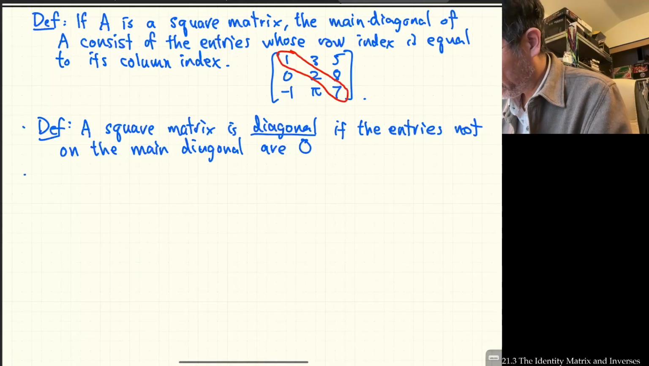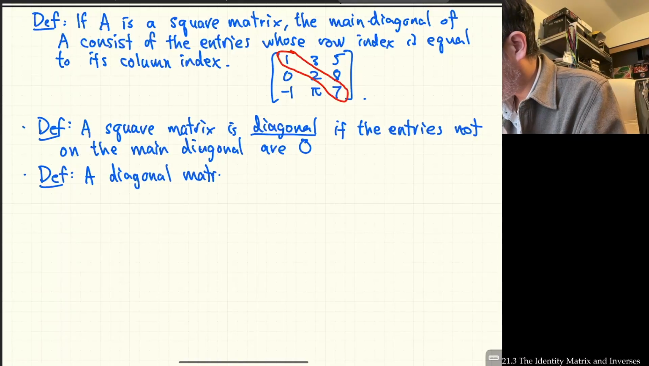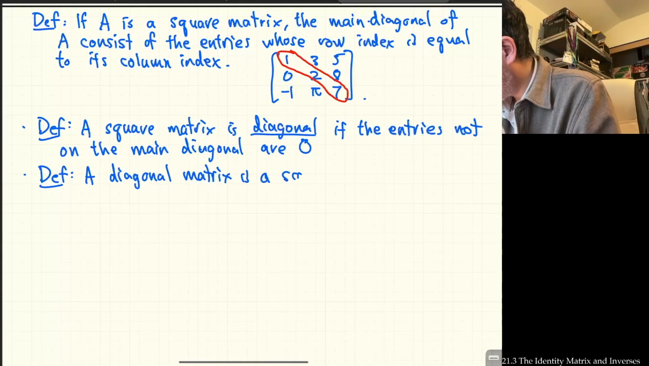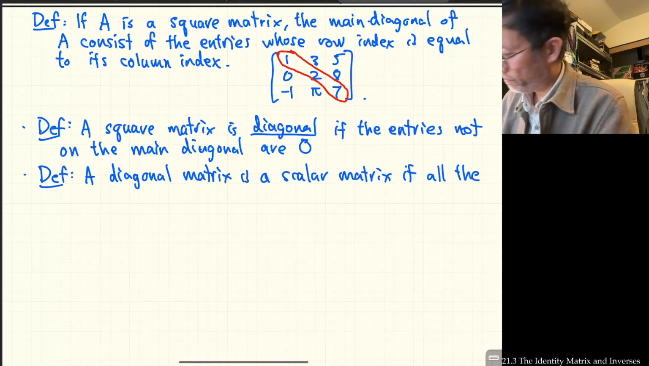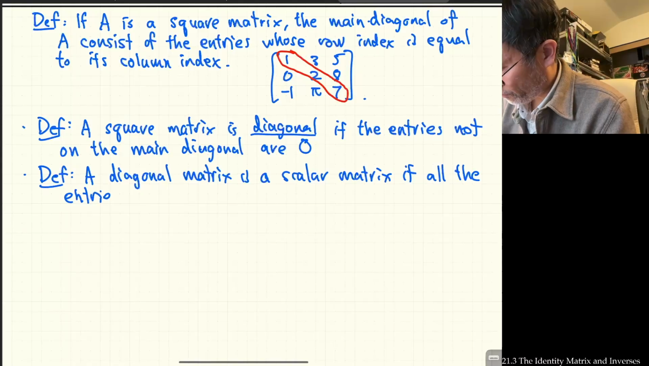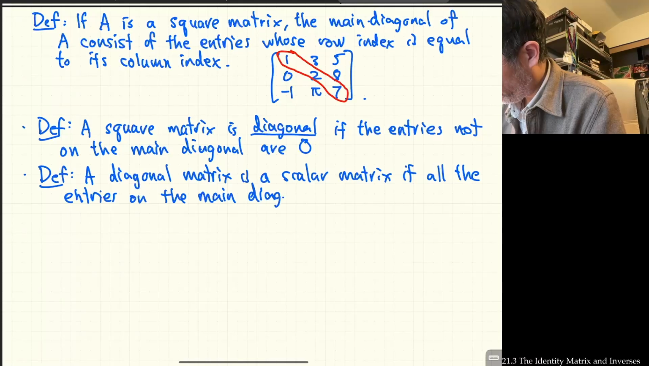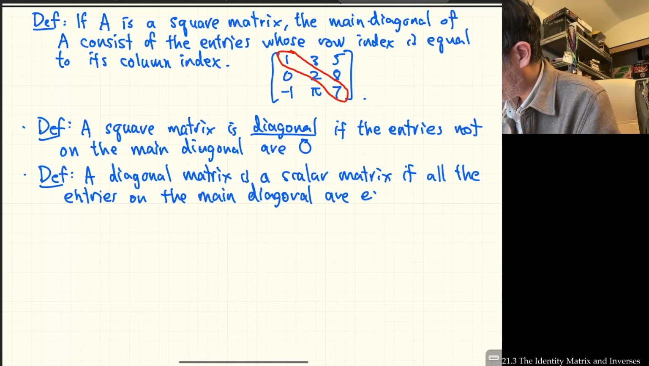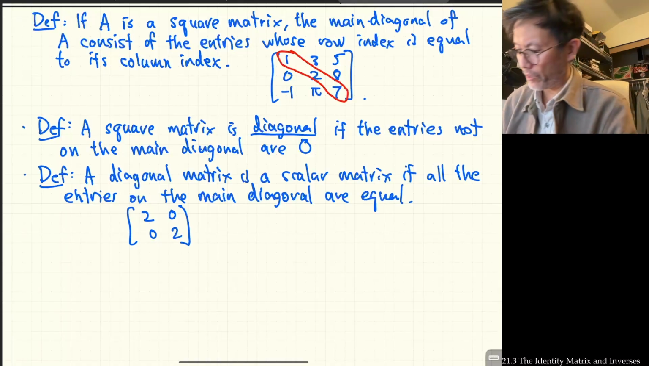And I'm going to say one more thing. Definition. A diagonal matrix is a scalar matrix if all the entries on the main diagonal are equal. Okay, so something like 2, 0, 0, 2. Not only is it a diagonal matrix, but it's a scalar matrix.